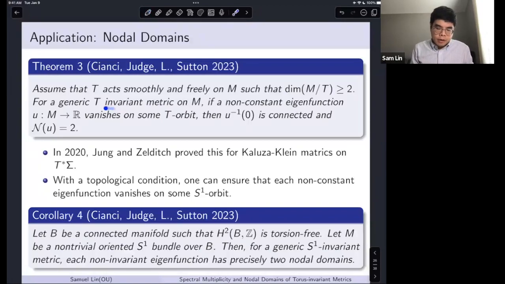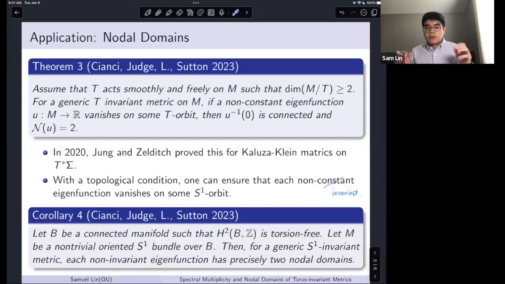Now, of course, you might ask, how many eigenfunctions vanish on some torus orbit? With a topological assumption, we can ensure that each non-constant eigenfunction vanishes on some S1 orbit. Sorry, I meant non-invariant. So not just non-constant, but non-invariant. This is a corollary of theorem 3. Suppose that you have a connected manifold B such that the second cohomology H2(B,Z) is torsion-free, and we assume that M is a non-trivial orientable S1 bundle over B. Then for a generic S1-invariant metric, each non-invariant eigenfunction has precisely 2 nodal domains.